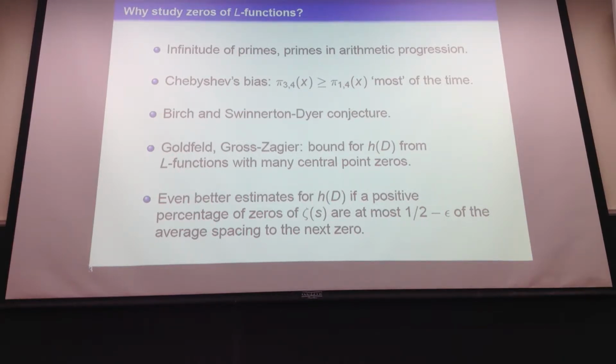The next is Chebyshev's bias, which we've talked about a little bit. π_{3,4}(x) is the number of primes congruent to 3 mod 4. Most of the time it is greater than or equal to the number of primes congruent to 1 mod 4. In fact, I was just talking at the conference at Banff with Mike Rubinstein, who was one of the key people in advancing our understanding of this.